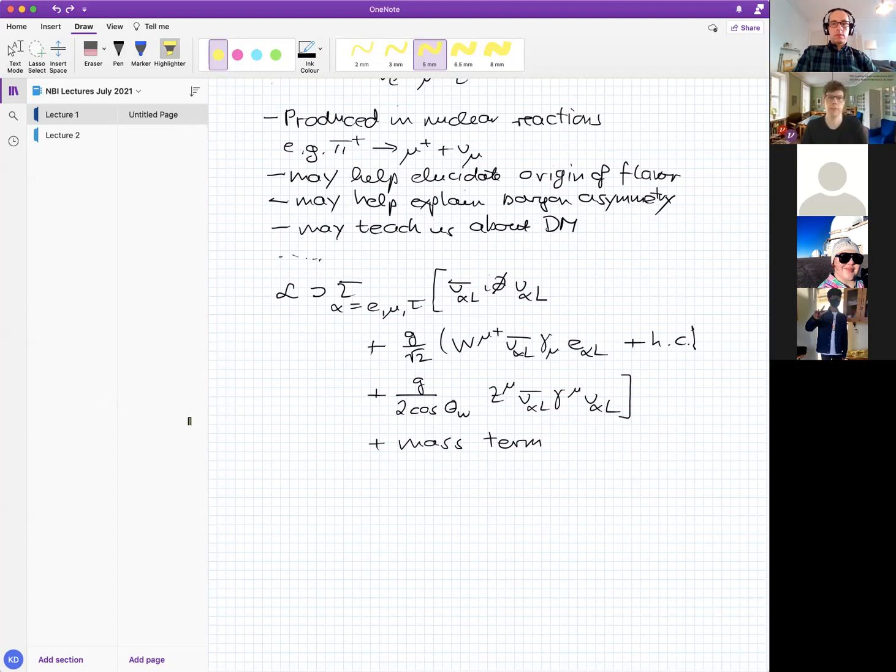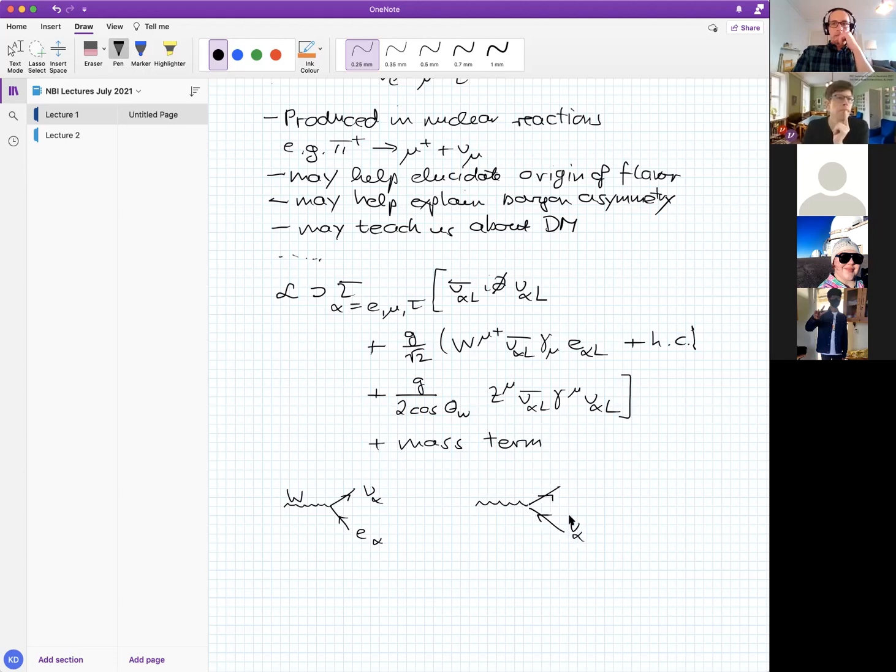Now, graphically, what I've just written down here corresponds to the following diagram. There can be a diagram with a W boson, like this, for instance, a W coupling to a neutrino and a charged lepton, or a Z boson coupling to two neutrino fields. So let's say, for instance, a nu alpha bar, a nu alpha. That here is the Z mu.